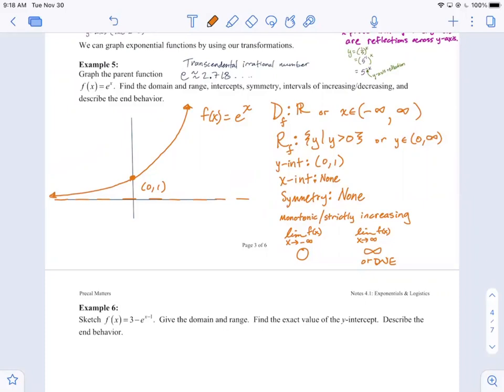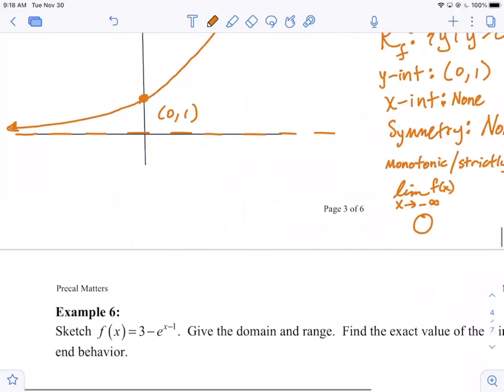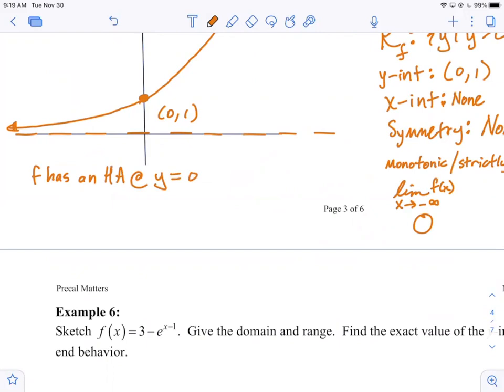Oh yeah, we can actually state that. Perfect. Let's come over here and say that f has an HA at y equals 0. Very good. And again, we know that the graph is only affected by that on the left end. There's one other feature I want to talk about.